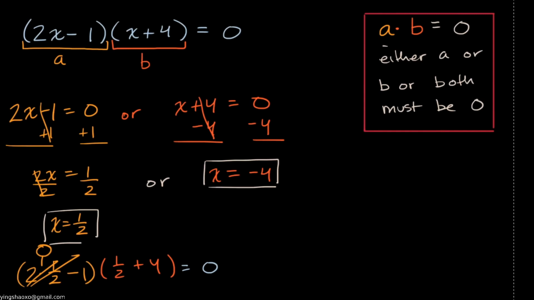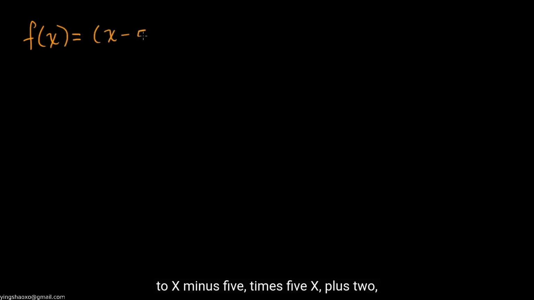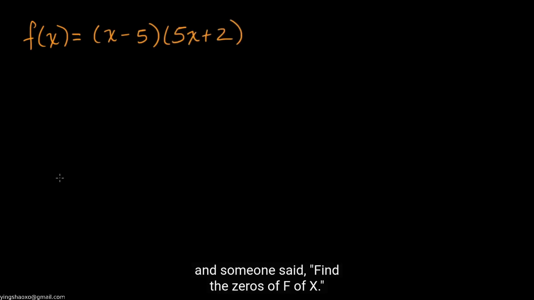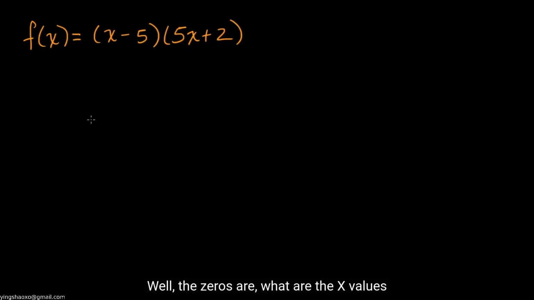Let's do one more example here. Let me delete out everything that I just wrote here. And so I'm going to involve a function. So let's say someone told you that f of x is equal to x minus 5 times 5x plus 2. And someone said, find the zeros of f of x. Well, the zeros are, what are the x values that make f of x equal to 0?